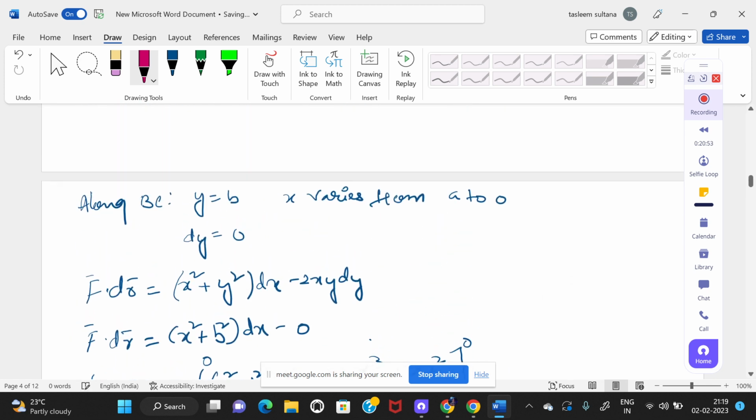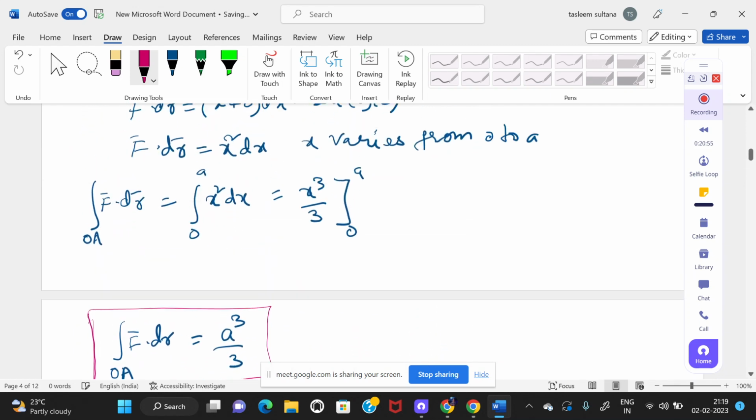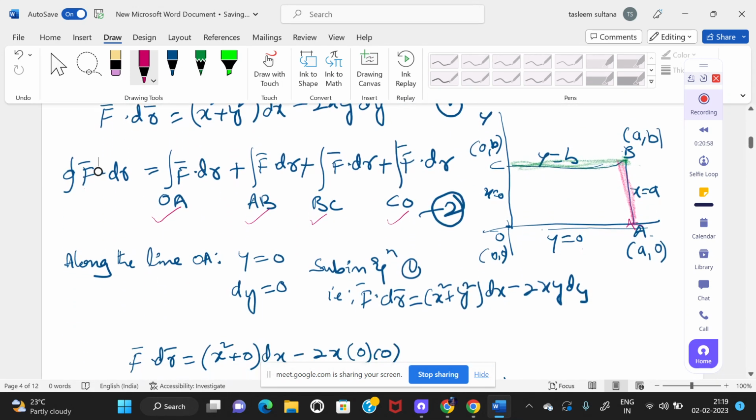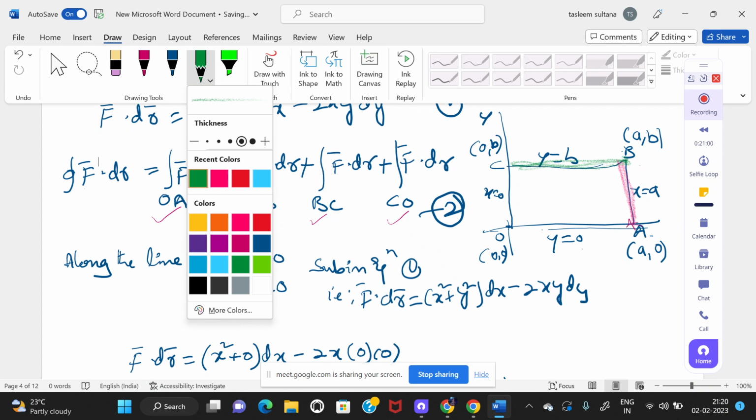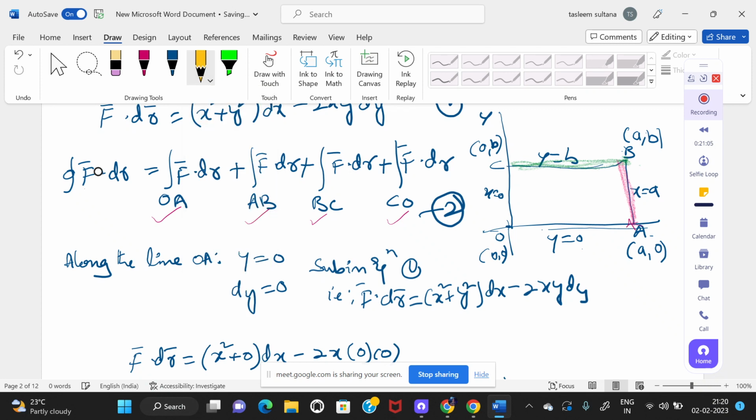Now we will move to the next line, the last line we have to move now. Where are we now? Now you are at C. From C you have to travel till O. Now see what your points are: y varies from B to 0. What about the line? The line value is x is equal to 0.